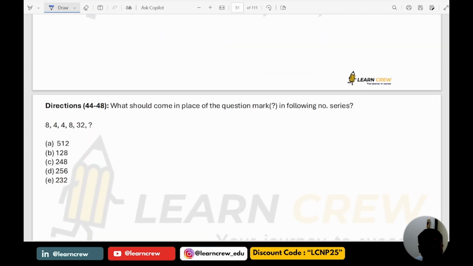Now next. So it is divided by 0.5. It is not divided by, it is into. 8 into 0.5. 4 into 1, this is into 2, this is into 4. So it has to be into 8. 32 into 8 would be how much? 256. So the answer is 256.